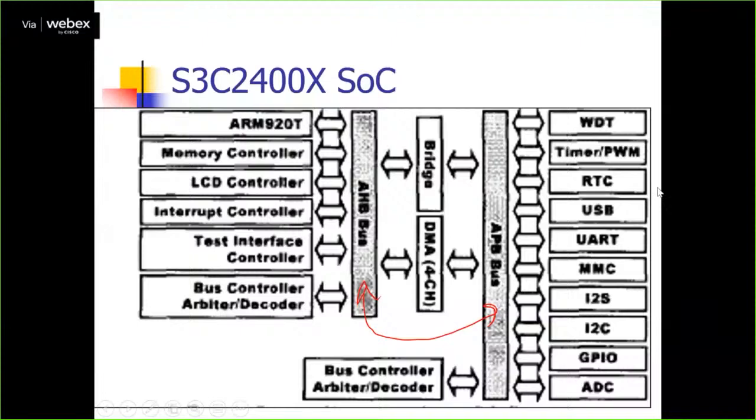This SoC, the S3C2400X, utilizes the ARM920 processor, memory controller, LCD controller, interrupt controller, test interface controller, and bus controller. This is the AHB bus, with a bridge. These are the peripherals I am utilizing, the bus controller and peripherals. This is the whole system. These are my blocks, and inside them I can have components, units, etc.